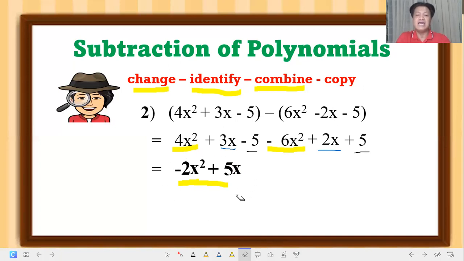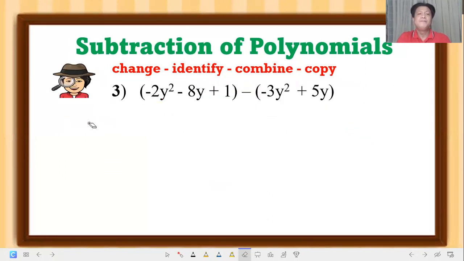No, hindi na pwedeng i-add to kasi second degree yung variable dito sa negative 2x squared, dito ay first degree lang siya. So with that, that is now the final answer. Okay, yan, cancel yung ating constant term.